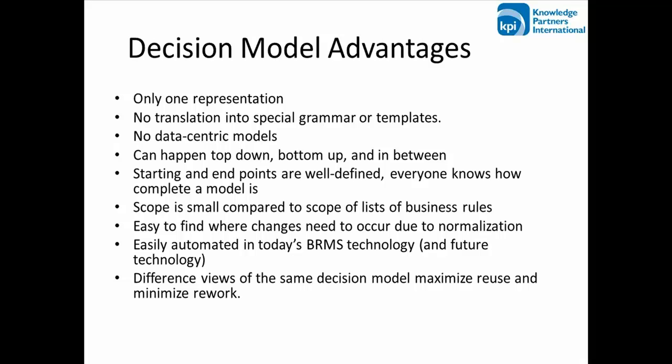The scope of each decision model is quite small compared to the scope of a whole project. It's easy to make changes to any decision model because normalization and the principles means there's one and only one place to make a change. They are easily automated in today's and future technology because they are technology independent. And you can create different views for the same decision model simply by making little changes, and that maximizes the reuse and minimizes the rework.